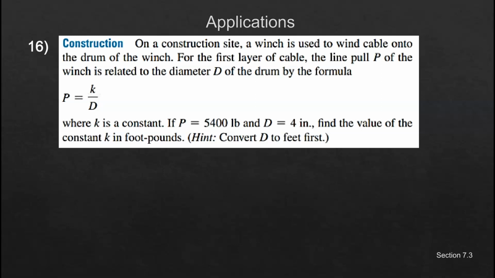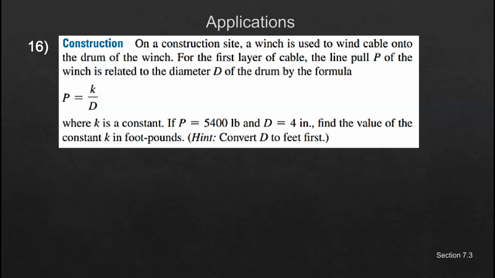On a construction site, a winch is used to wind cable onto the drum of the winch. For the first layer of cable, the line pull P of the winch is related to the diameter D of the drum by this formula, P equals K divided by D, where K is the constant. If P equals 5,400 pounds and D is 4 inches, find the value of the constant K in foot-pounds.